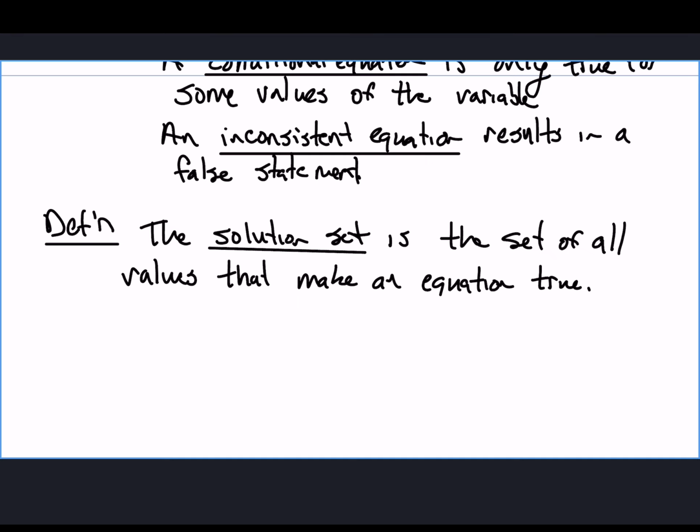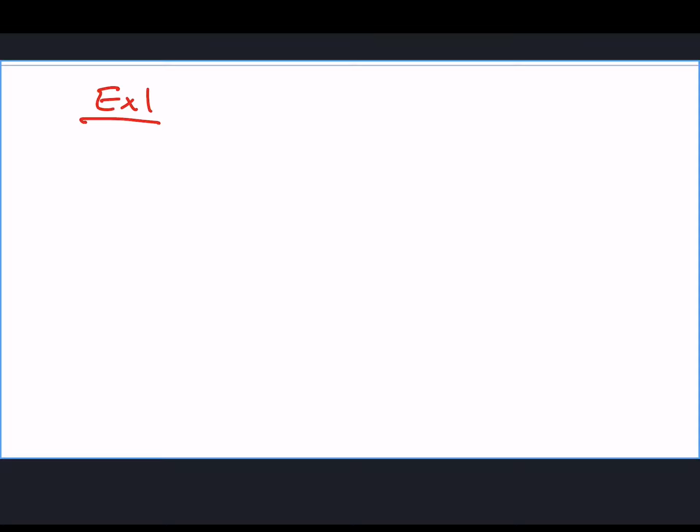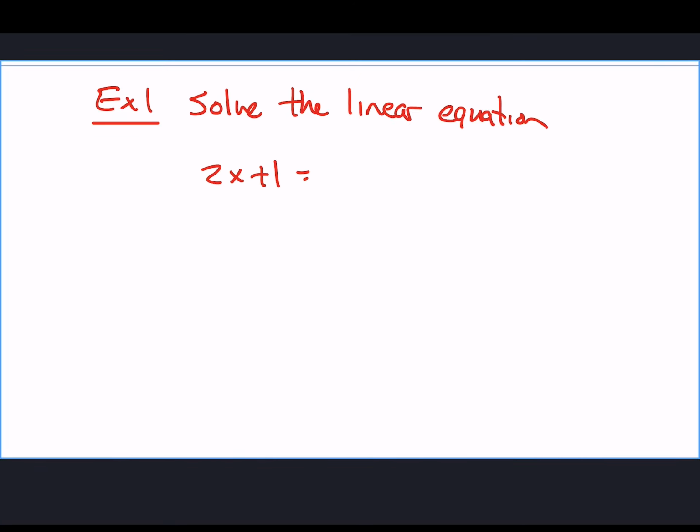Are we ready for an example? Okay, let's do an example then. Example 1. We want to solve the linear equation, and our linear equation is 2x plus 1 equals negative 9.